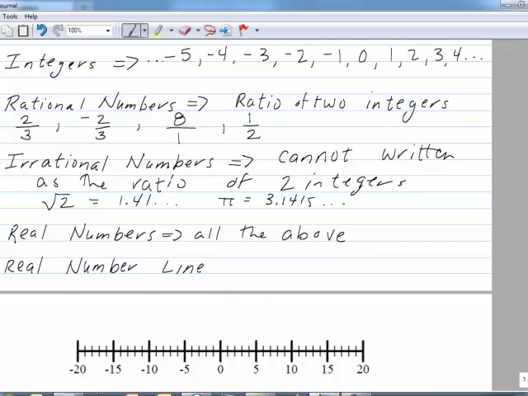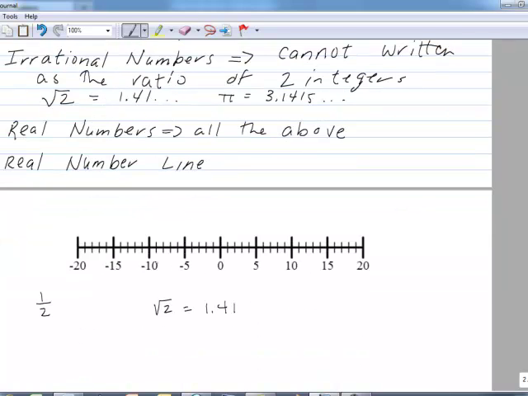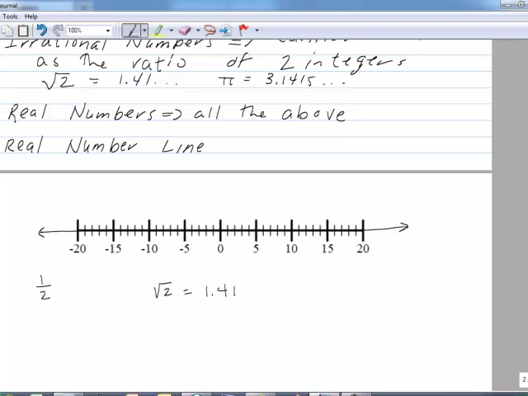And we can see the real number line here. So anything that could be depicted on a number line, and this goes off positively into infinity and negatively into infinity, anything that you can put on there is a real number. So that's what we're talking about when we talk about real numbers.